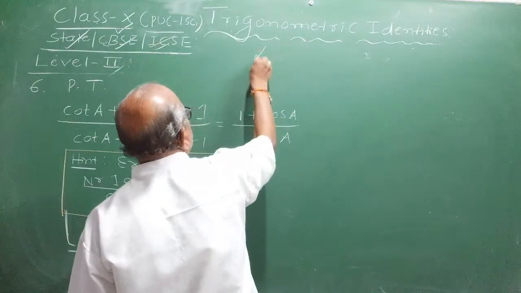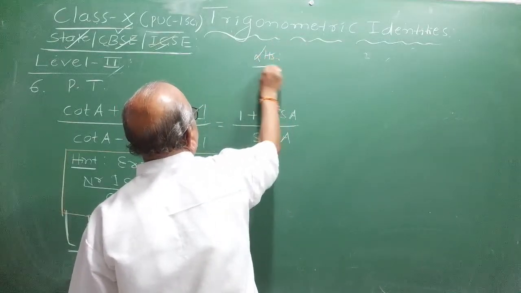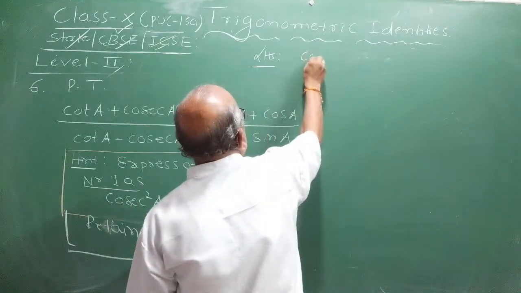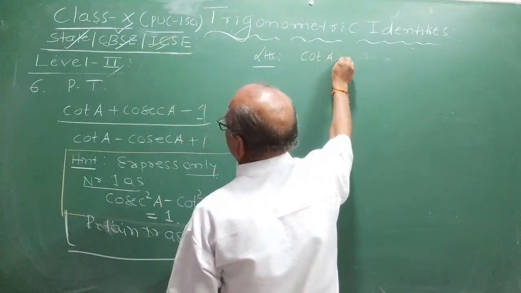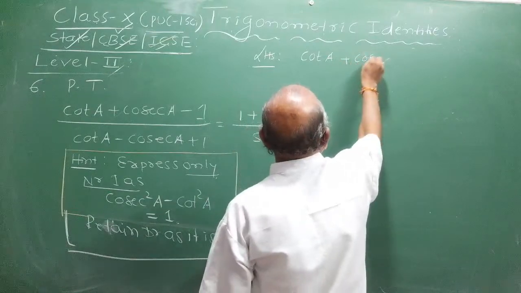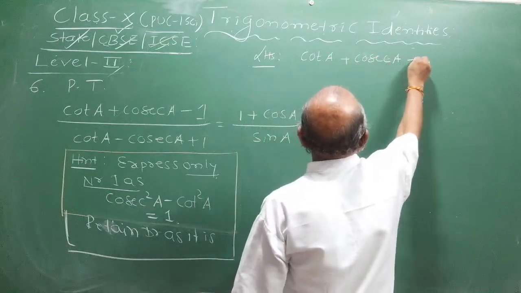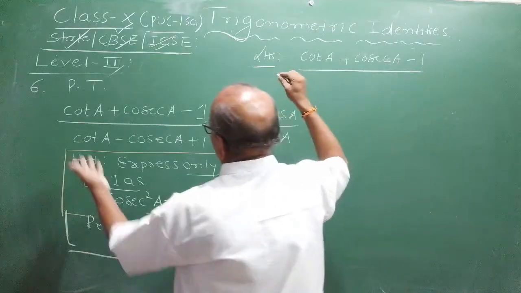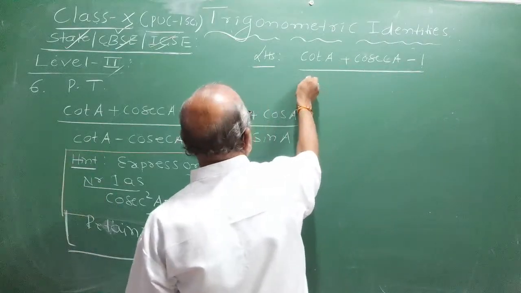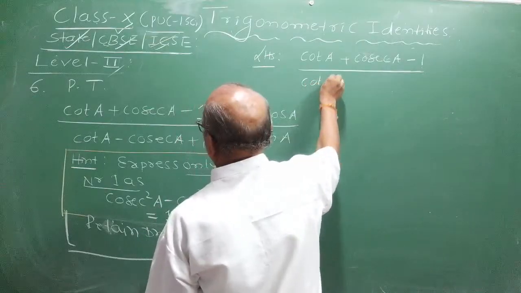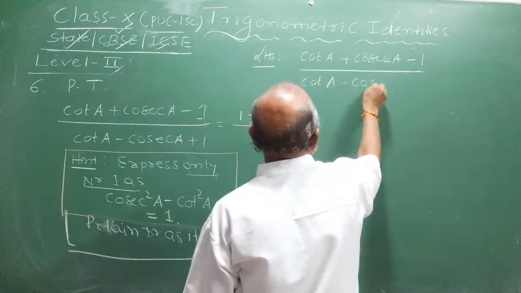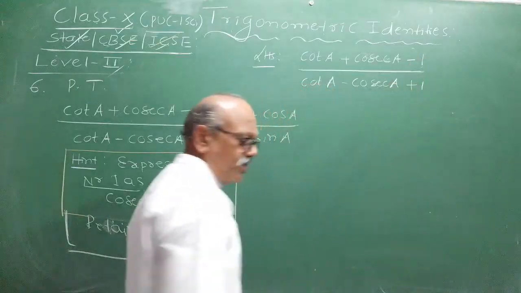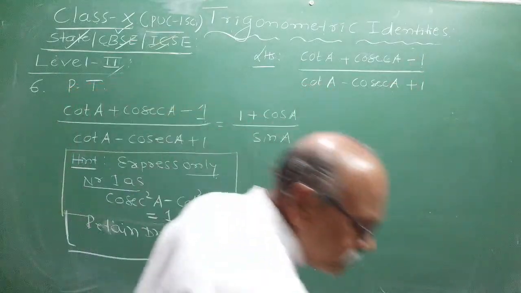Let me take the LHS of it, so that I can rub this part. Cot A plus cosec A minus 1 over cot A minus cosec A plus 1. In the exam, you write the question properly as it is printed in the question paper. It will appear for 3 marks or 4 marks. Don't touch the denominator. Clear?